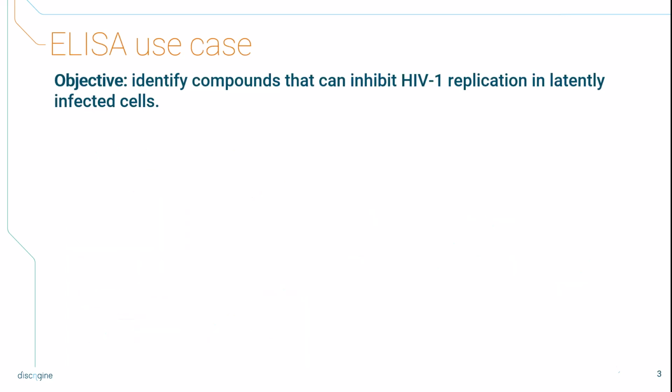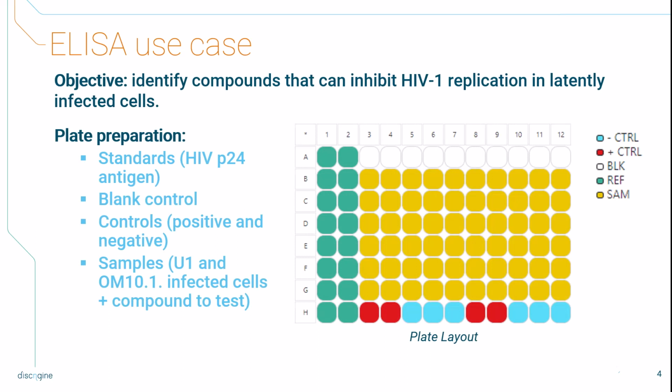The goal of this study is to identify compounds that can inhibit HIV-1 replication in latently infected cells. For the ELISA test, a microplate has been prepared using different concentrations of HIV P24 antigen as standards, some controls, and the samples using two types of clones of infected HIV cells incubated with the different compounds we want to test. As a result, the optical densities of the microplate have been measured at two different wavelengths.